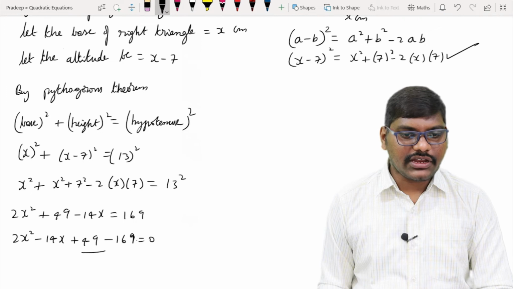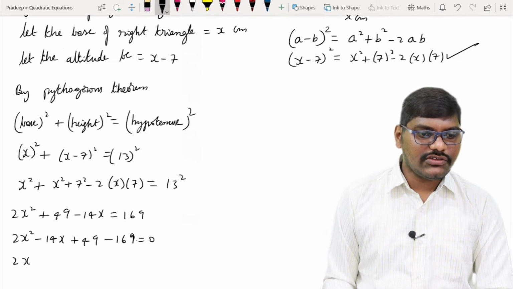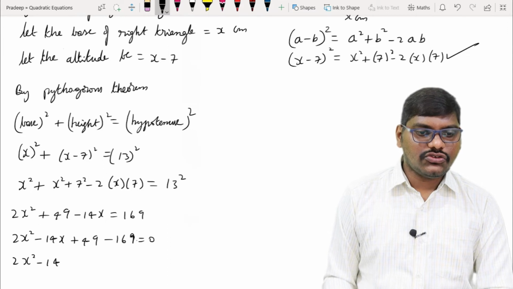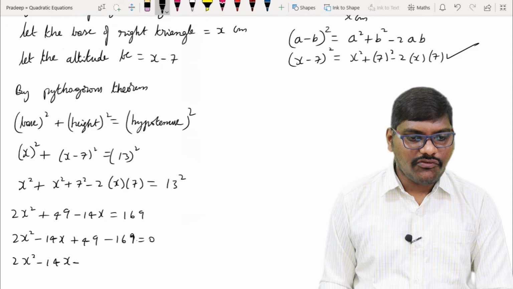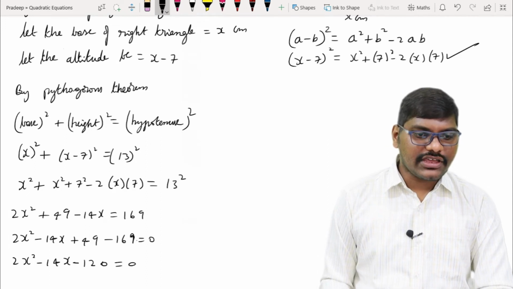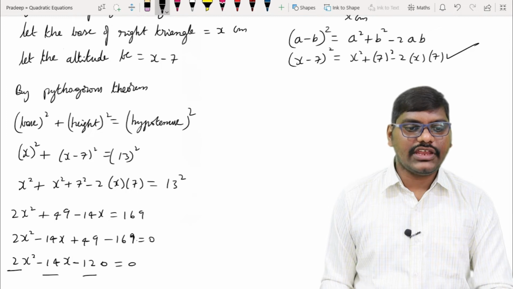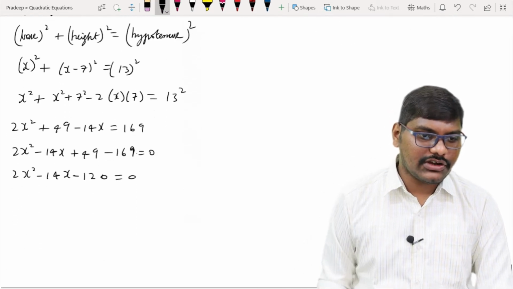So now plus 49, 169. Once we subtract these values, let's see what we get. So this will be minus, this is 120. Alright. So here still we can just take 2 common because 3 of the values are multiples of 2. So we'll just take 2 common. Let's see what do we get.